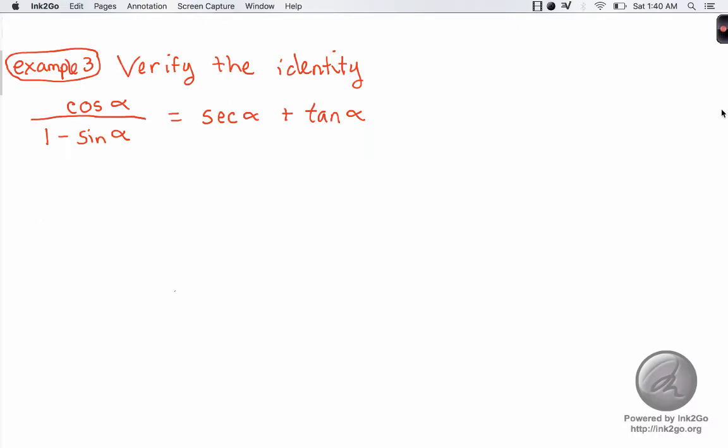At this time, please try to solve example 3 on your own. Pause the video, and when you're done, come back and let's see how well you worked it out.